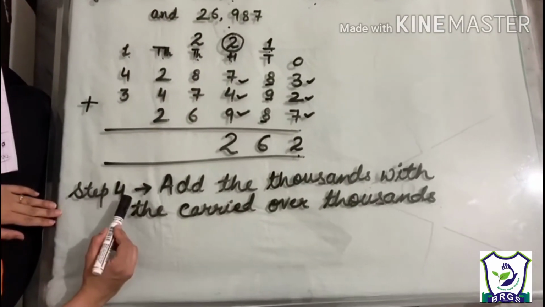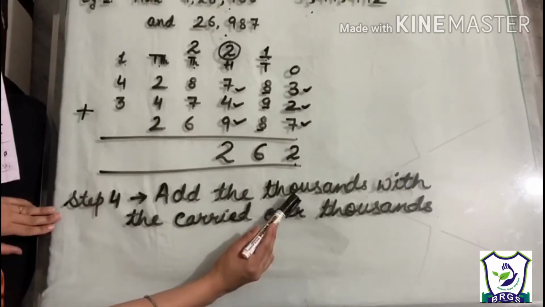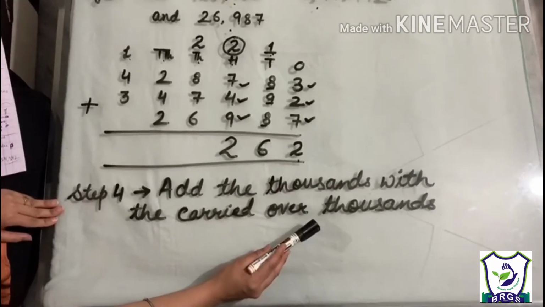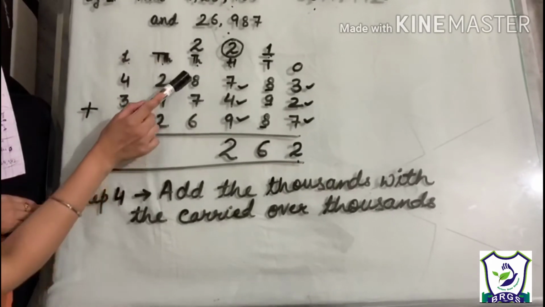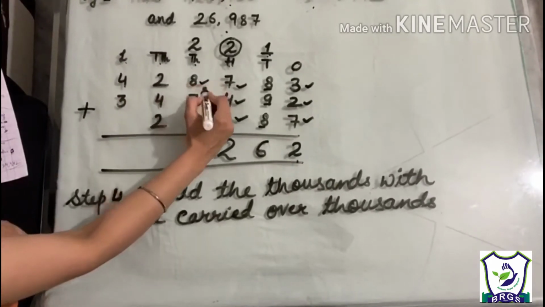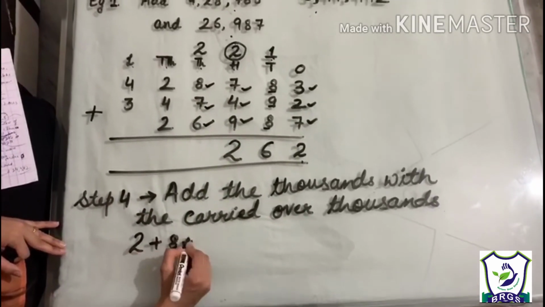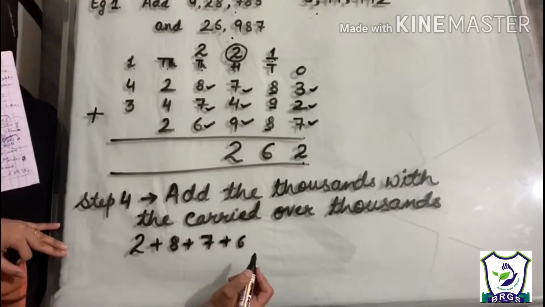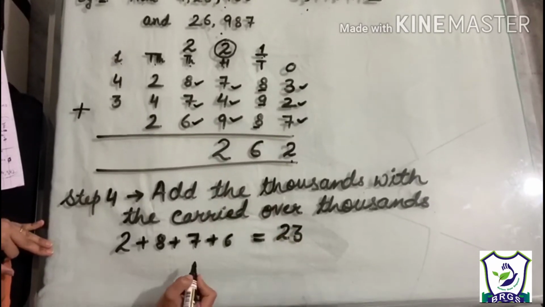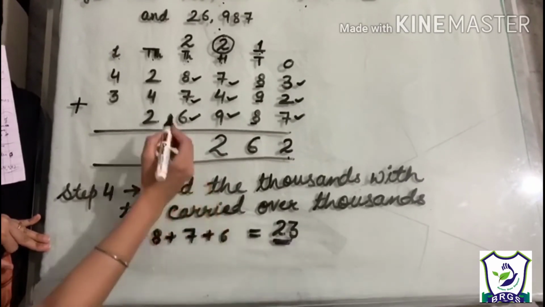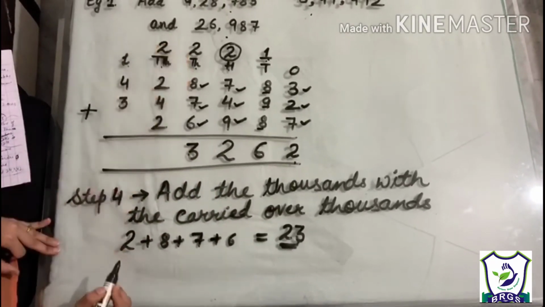Now step 4. In step 4, add the thousands. We are going to add the thousands with the carried over 1000. You know now what's the carry over 1000? The carry over 1000 is 2. Thousands numbers are 8, 7 and 6. So we are going to add 2 plus 8 plus 7 plus 6, which is equal to 23. Now we will write the 3 in the thousands column and carry over 2 to the 10,000 column.